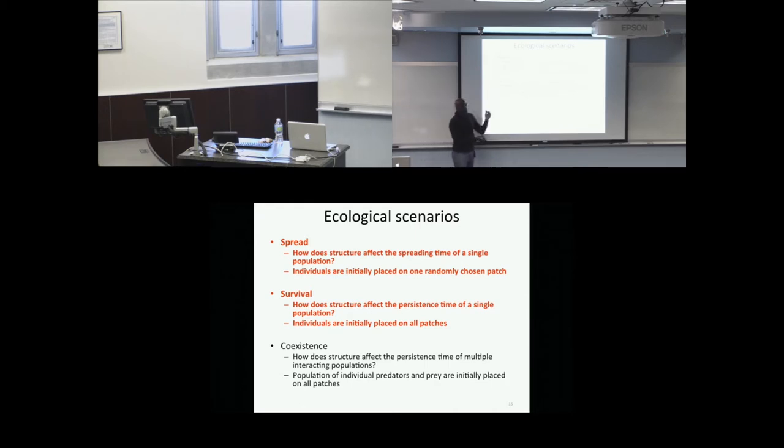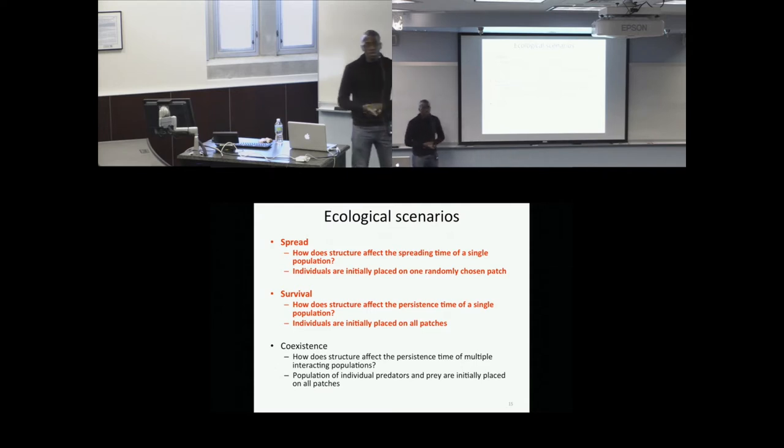When we looked at survival, again, we want to draw a relationship between our network structure and the time to extinction, how long it takes for the last individual, the last prairie dog in our system, to die out. And what we did there is, again, we put a population of prairie dogs on every single patch, and we just waited, with dynamics. Eventually, at some point, in a lot of the models I work with, it turned out that every member was going to die out.